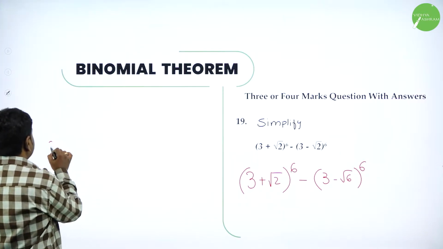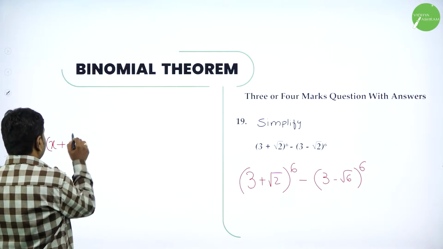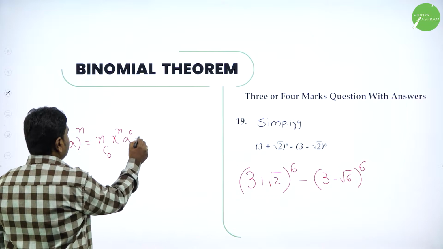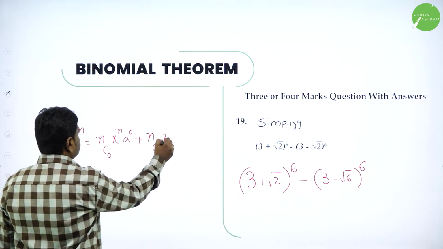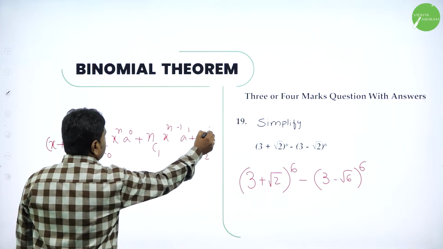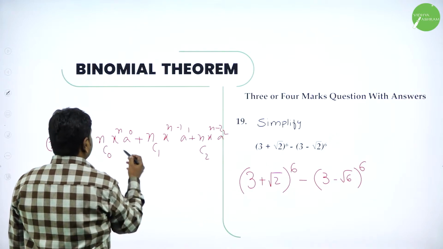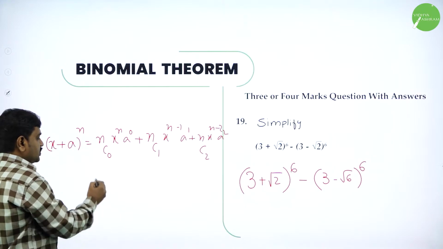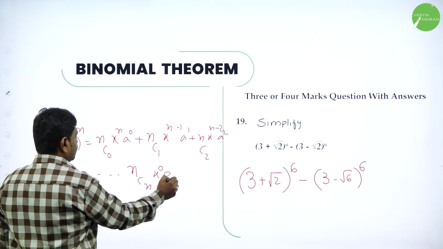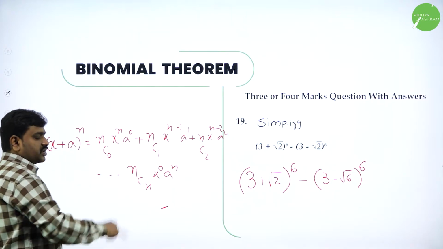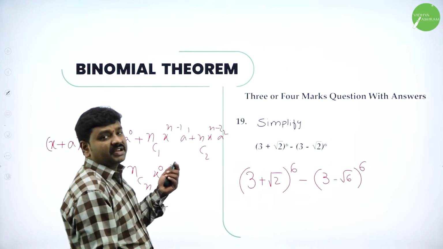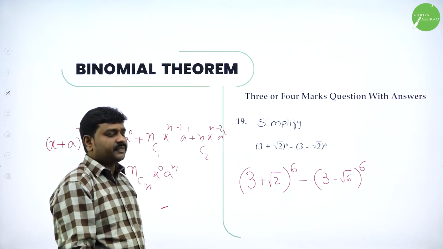So we should use the (x plus a) power n expansion. All of you know (x plus a) power n is what? nC0 x power n a power 0, nC1 x power n minus 1 a power 1, nC2 x power n minus 2 a square, means x power decreases, a power increases. So this expansion goes till nCn, where x power becomes 0 and a power n. So we have to use this expansion and we need to simplify one of the important questions. Power 6 means there will be 7 terms in the expansion. We'll take that.